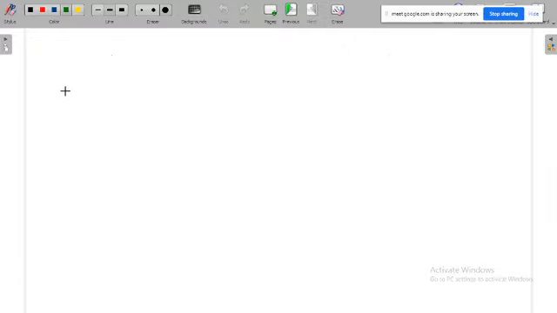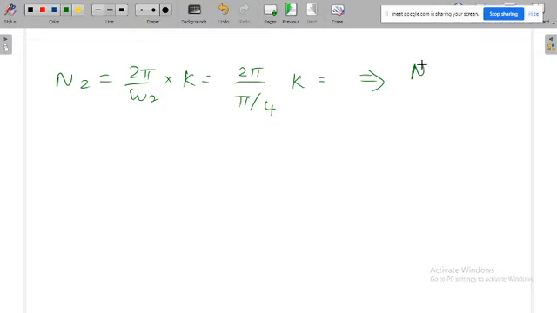Similarly for case 2, n2 is equal to 2 pi by omega 2 multiplied with k. Omega 2 value is pi by 4, multiplied with k, pi cancels, so n2 will be 8. Now what is the common period? That is the LCM of n1 comma n2.